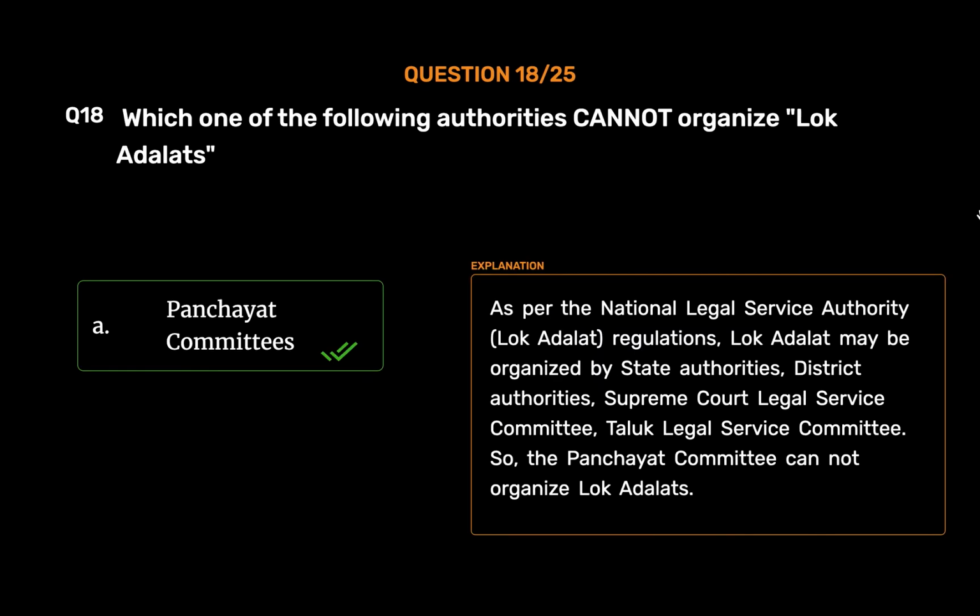Panchayat committees. As per the National Legal Service Authority Lok Adalat regulations, Lok Adalat may be organized by state authorities, district authorities, Supreme Court Legal Service Committee, Taluk Legal Service Committee. So, the Panchayat Committee cannot organize Lok Adalats.